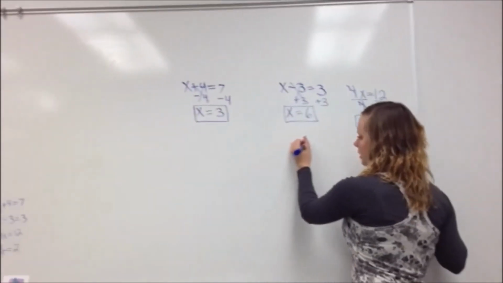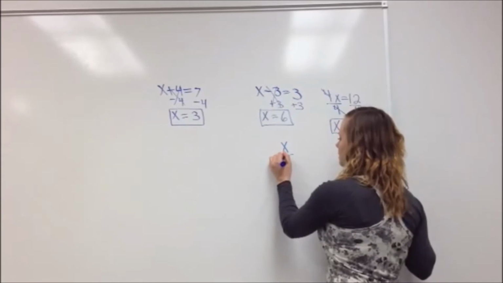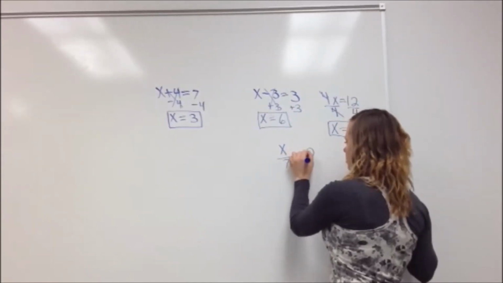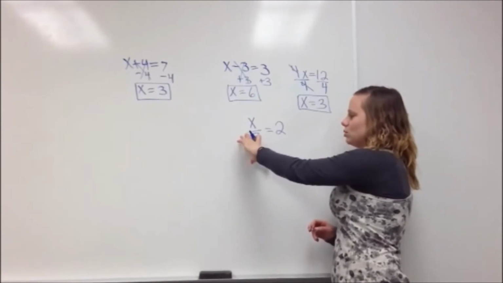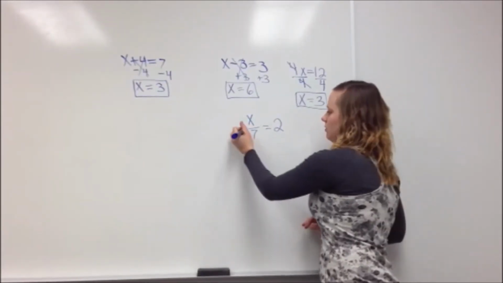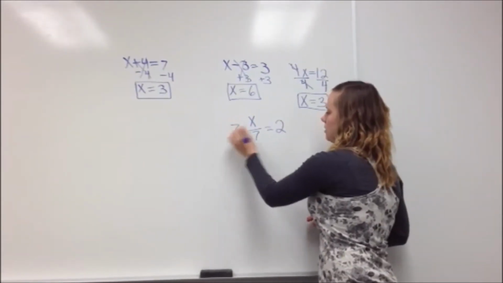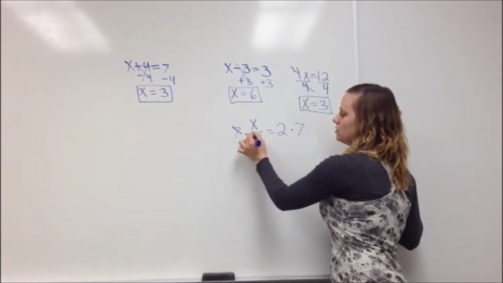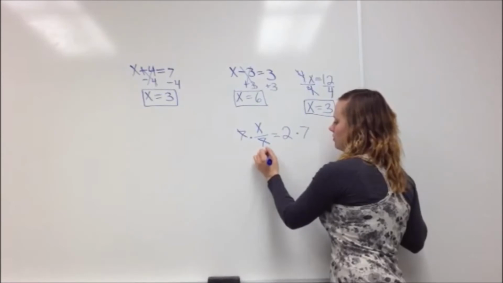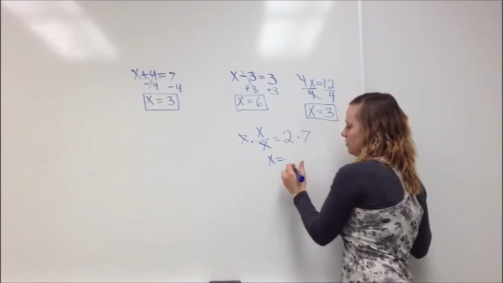Also, if we have x divided by 7 equals 2, since this is division, we need to do the opposite, so we will multiply each side by 7. By this side by 7, and this side by 7. So then these two 7's will cancel out, and we're left with x equals 2 times 7, which is 14.